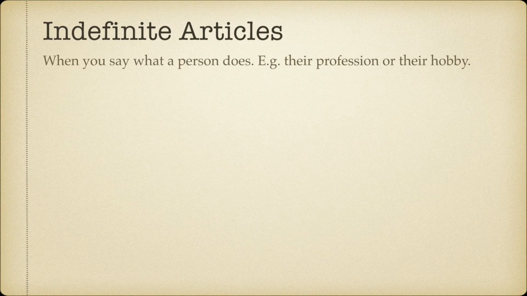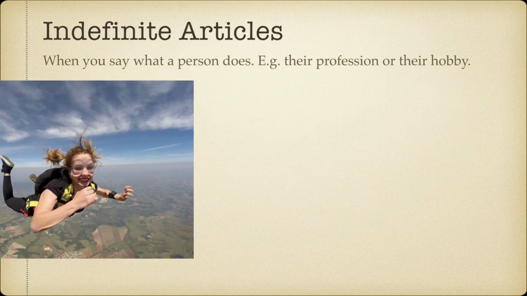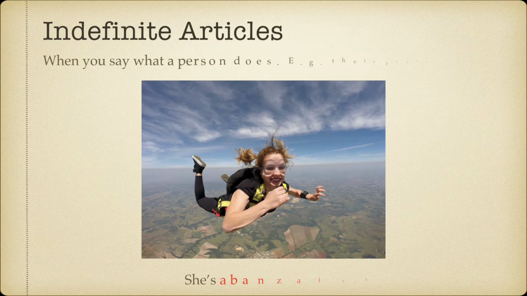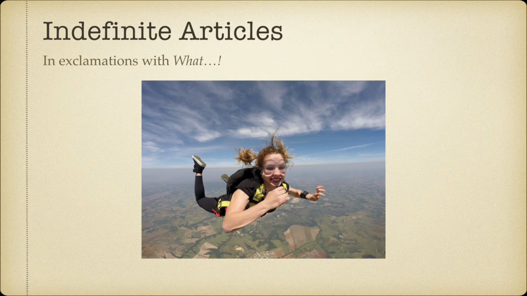When you say what a person does, for example, their profession or their hobby. She's a banzai skydiver. In banzai skydiving, skydivers throw their parachute out of their plane first and wait 2 seconds before jumping out after it. In this case, banzai skydiving is her hobby. In exclamations with what? What an exciting sport!